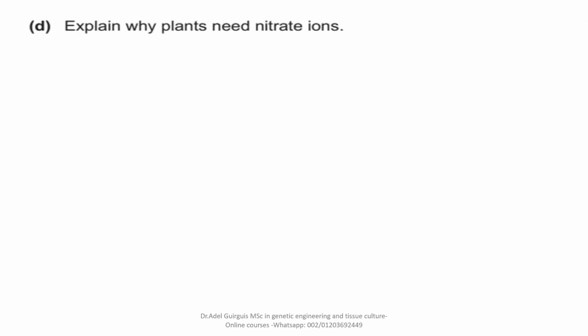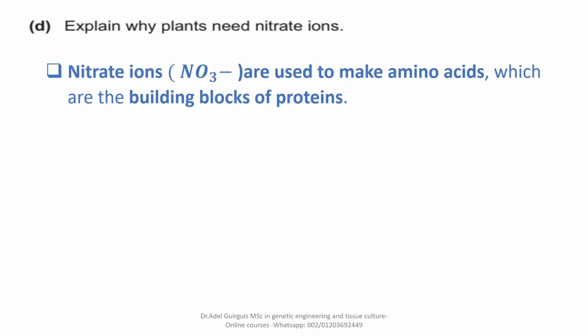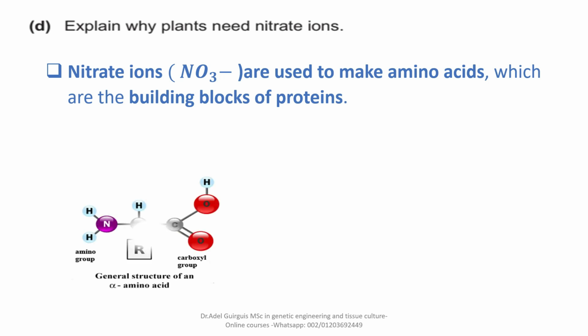Now letter D. Explain why plants need nitrate ions. Nitrate ions in chemistry, NO3-. Why do plants need nitrate ions? Nitrate ions, NO3-, are used to make amino acids, which are the building bricks for proteins.